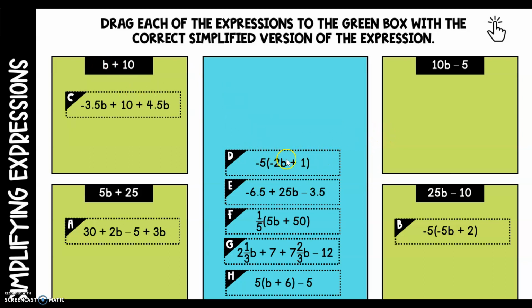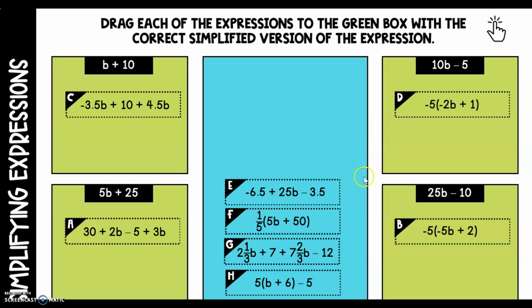Again, we have distributive property, so I'm going to distribute that in. Negative 5 times negative 2b plus 1. So negative 5 times negative 2b equals 10b. And then negative 5 times 1 equals negative 5. Here's my 10b minus 5 right up there.